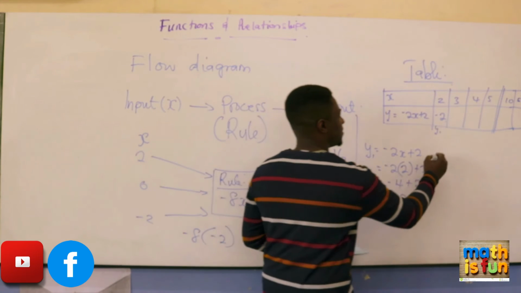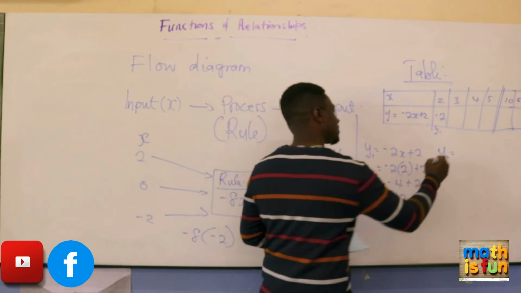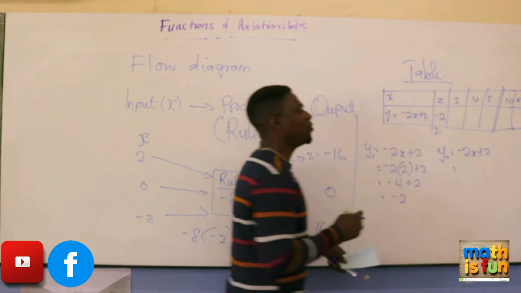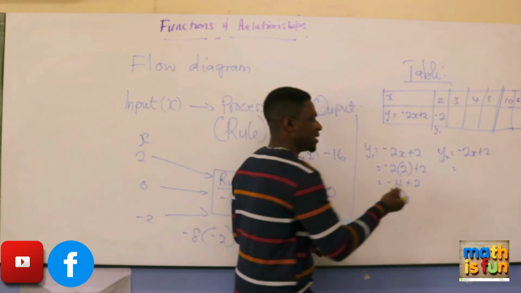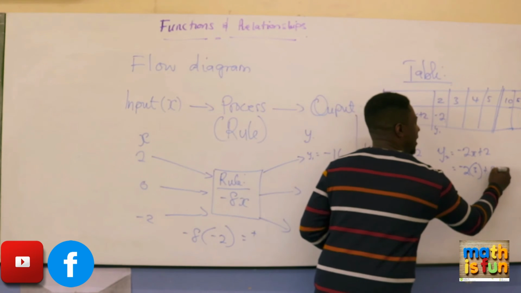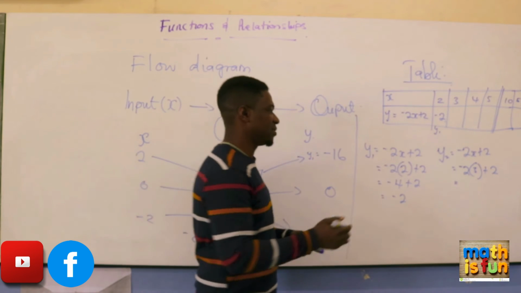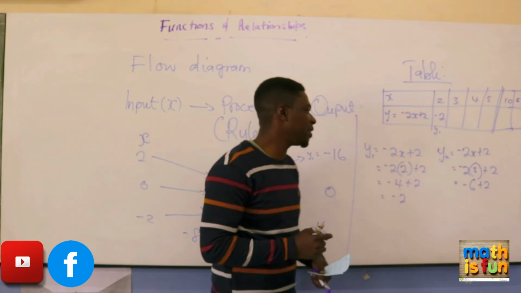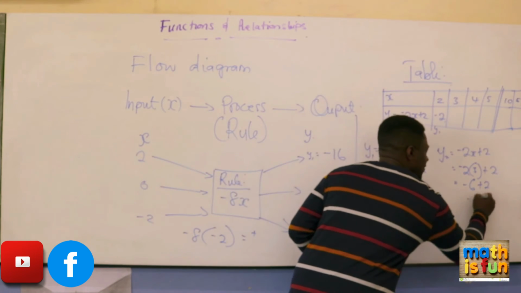Then if I'm solving for y2, I'll go by saying that still I'll put the rule. Then y2. What is the x value for that? The x value there is 3. So I'll go by saying negative 2 into bracket 3 plus 2. Negative 2 times 3 will give me what? Negative 6. Very good. You are really following. Then negative 6 plus 2 will give us negative 4.